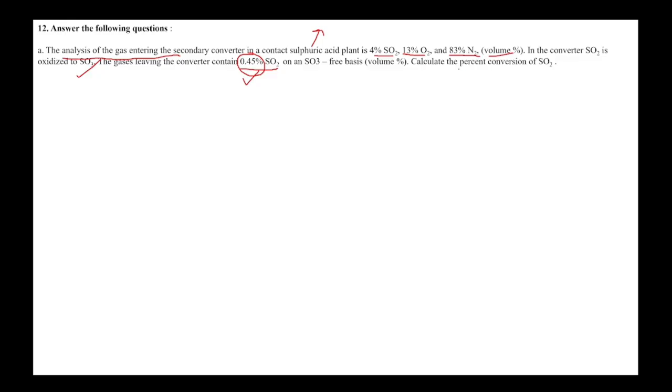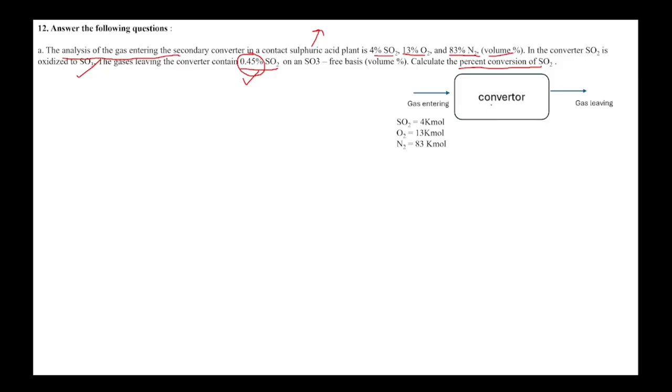Calculate the percentage conversion of SO2. Very first step, we have a converter. Gas entering has SO2 4 kilomole, O2 13 kilomole, N2 83 kilomole. How? Suppose we have 100 kilomole of entering gas. Suppose I took entering gas as 100 kilomole.